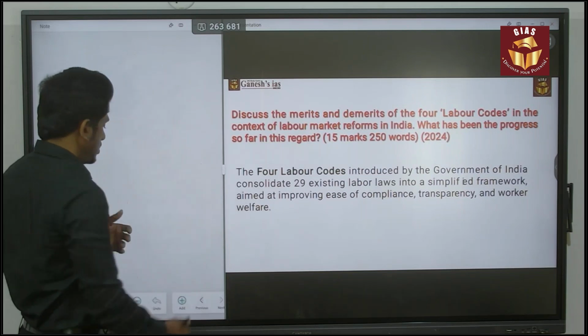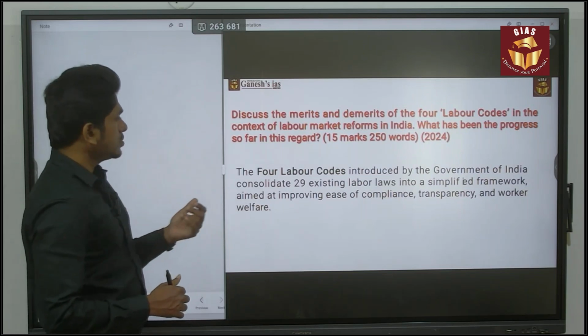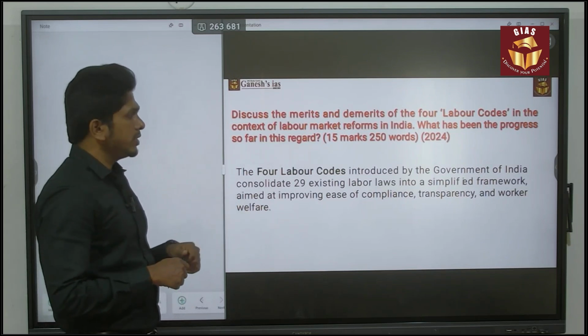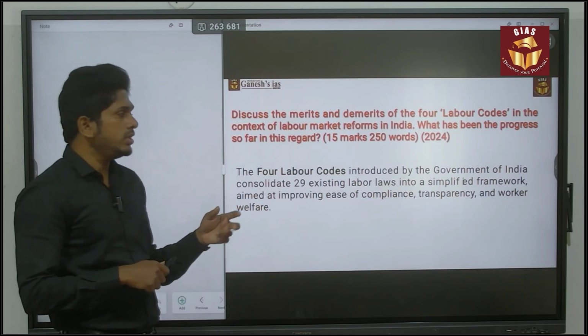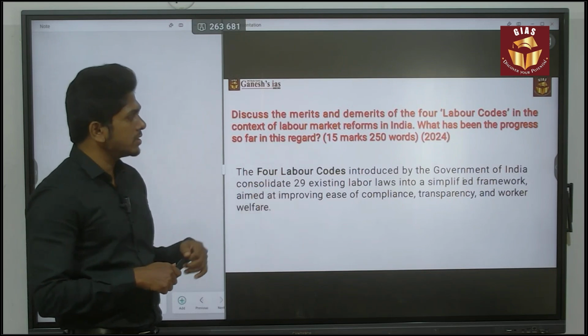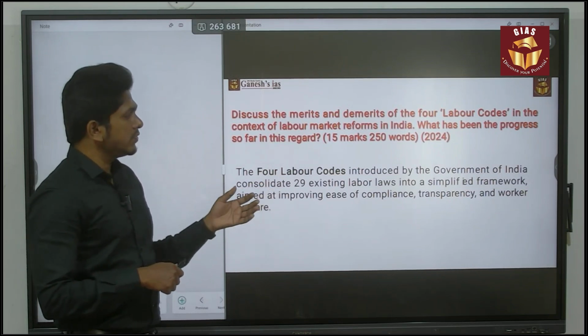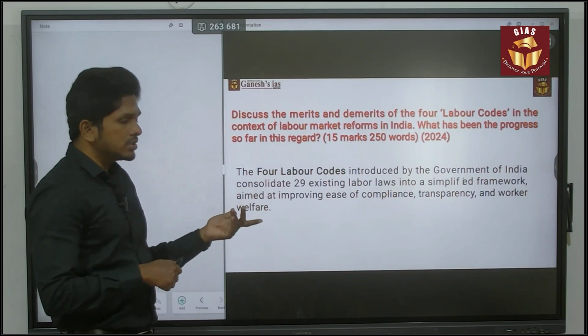Then the intro. The intro is about the labor code only. The 4 labor codes introduced by the Government of India consolidated the 29 existing labor laws into a simplified framework aimed at improving ease of compliance, transparency and workers' welfare.